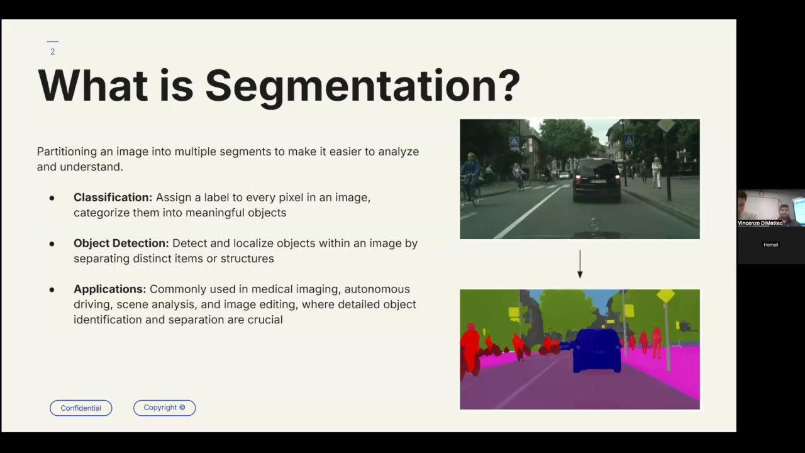And the main use cases of these would be, one, to detect objects and be able to mark wherever they are in an image and separate every distinct item in the image. And the main applications would be in medical imaging, autonomous driving, for example, the image shown here, and image editing, where identifying and separating different masks is crucial.